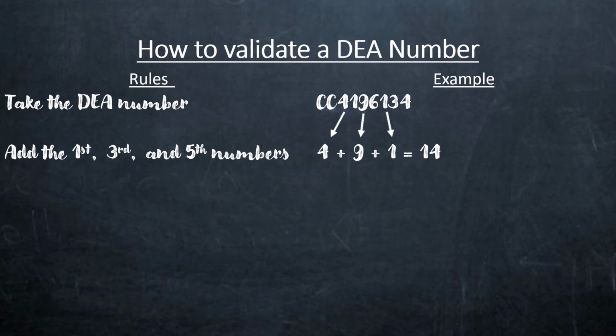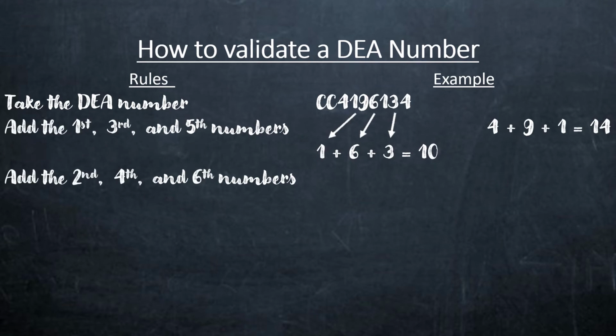So now that we have confirmed the letters of the DEA number, we need to start on the actual numbers. The first step is you take the numbers and add the first, third, and fifth numbers. In this example, we'll take our DEA number of CC4196134 and we'll add the 4, the 9, and the 1, which is our first, third, and fifth number, to get the number 14. And remember this number 14 for later on because we're going to use it.